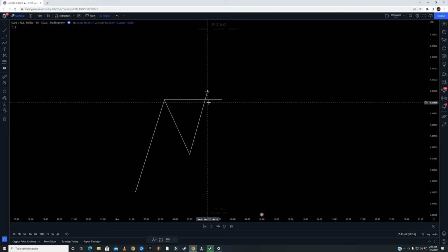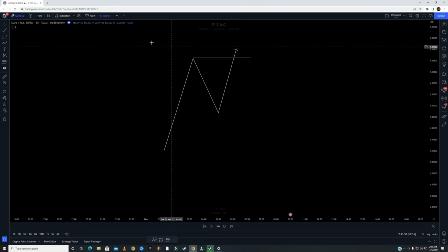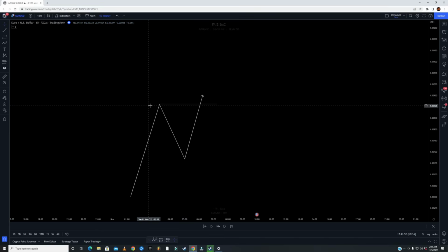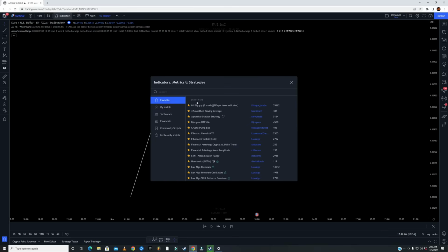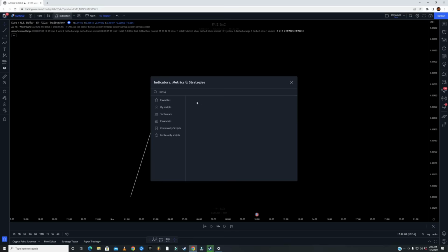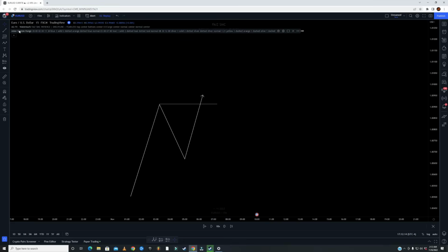Once you have identified this pattern on a 15-minute time frame during a London or New York session, okay, London or New York session. If you can't find what session is going on, you can go to the indicators, and I use this indicator, type in FXN Asian range, and when you put this on, it's going to show you at what time a specific session starts.